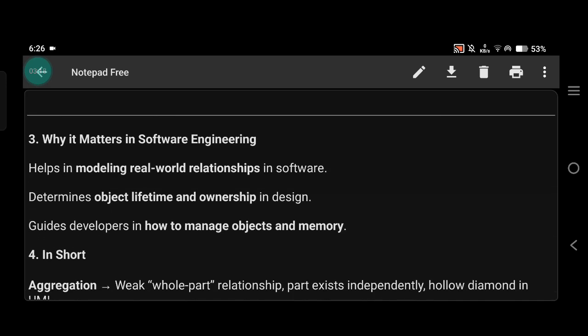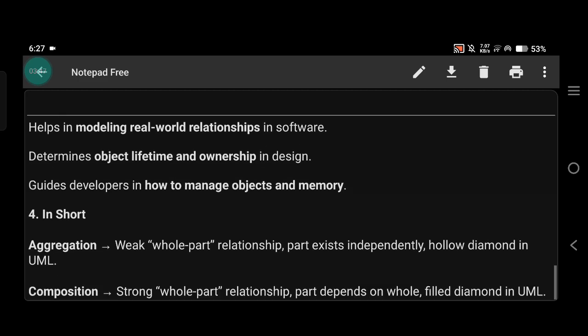So basically, why it matters in software engineering. It helps in designing classes and objects in software. Then it determines object lifetime and ownership. It also guides developers in memory management and object dependency, and is useful for modeling real-world relationships in software.